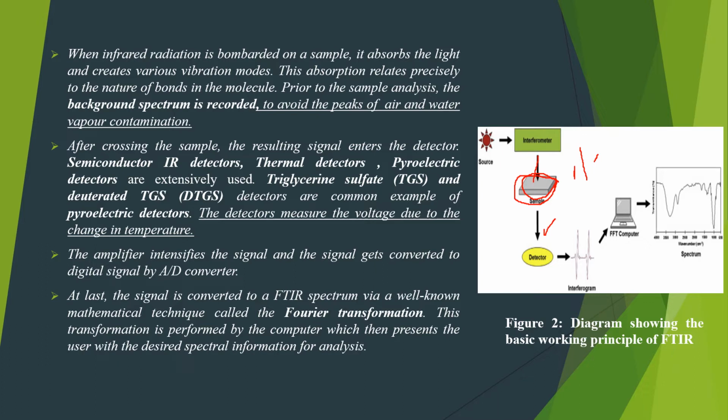Suppose, let me cite an example, the frequency of the light is 5 Hz. Obviously, the ray of light will consist of all the frequencies that come from the source through the interferometer, including 5 Hz. If the bond vibrates at 5 Hz, this is actually a resonance phenomenon. Then this light will get absorbed.